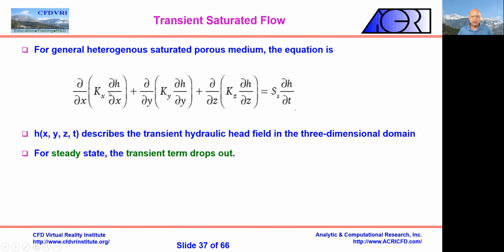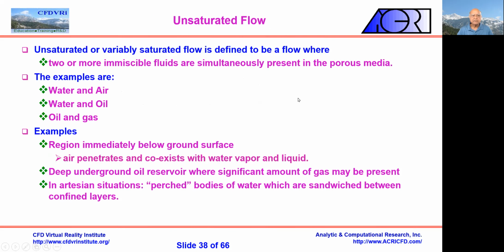And then these are the hydraulic conductivities, Kx, Ky, Kz. These are kind of the permeability of the water in three different directions. Okay, so the transient head. For the steady state, of course, this term will drop out.